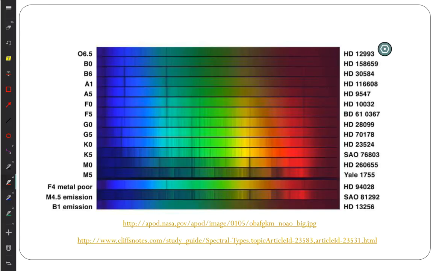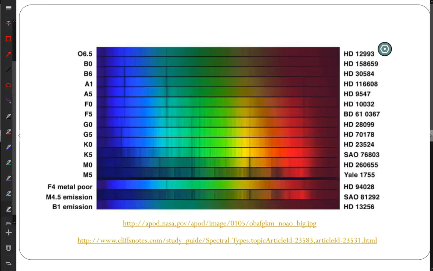Looking at the spectrum, look at the relative strengths of the absorption lines. So if you look here, you'll notice that in the spectra there's an absorption line here. Okay, so there's one that goes from here to here. See that one? It's strongest right there.